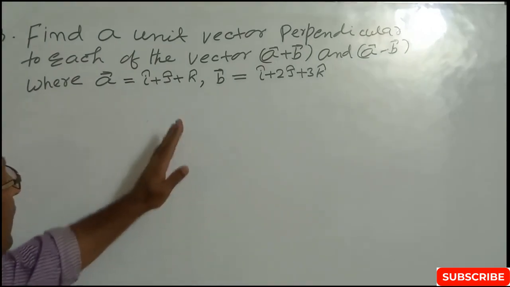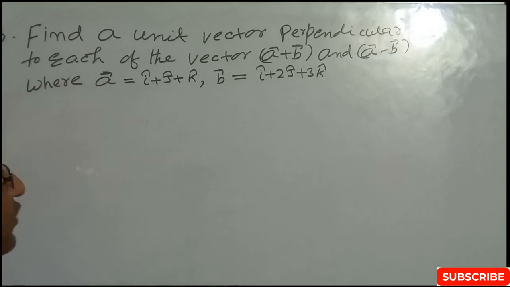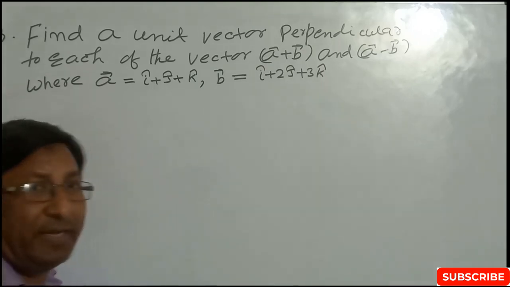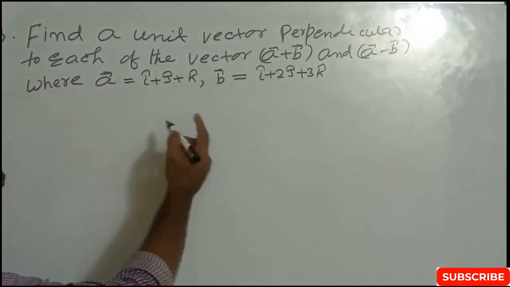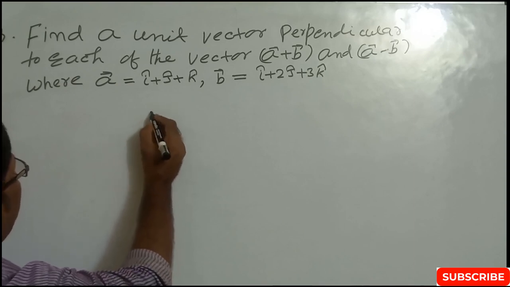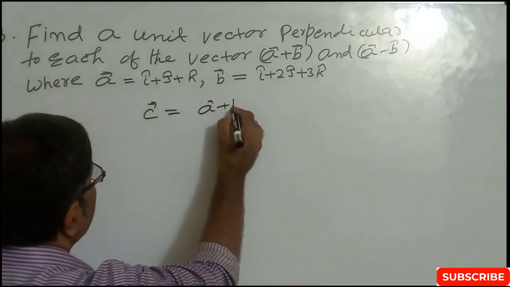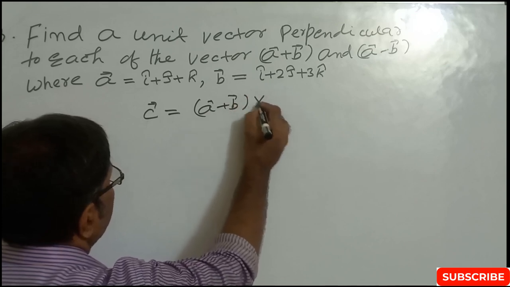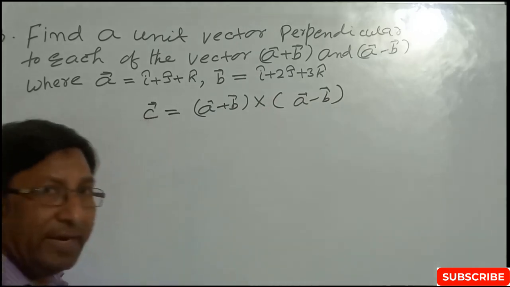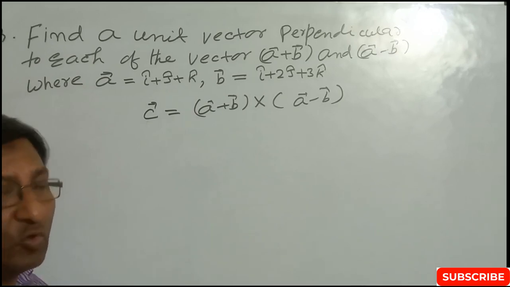So you know unit vector perpendicular to the two vector is what? That is a cross b. So here two vector, one vector is a vector plus b vector and other vector is a vector minus b vector. So vector perpendicular to these two vector will be what? That is c vector. And this c vector is a vector plus b vector cross a vector minus b vector, right? So any vector perpendicular to the two vector will be cross product of that two vector.